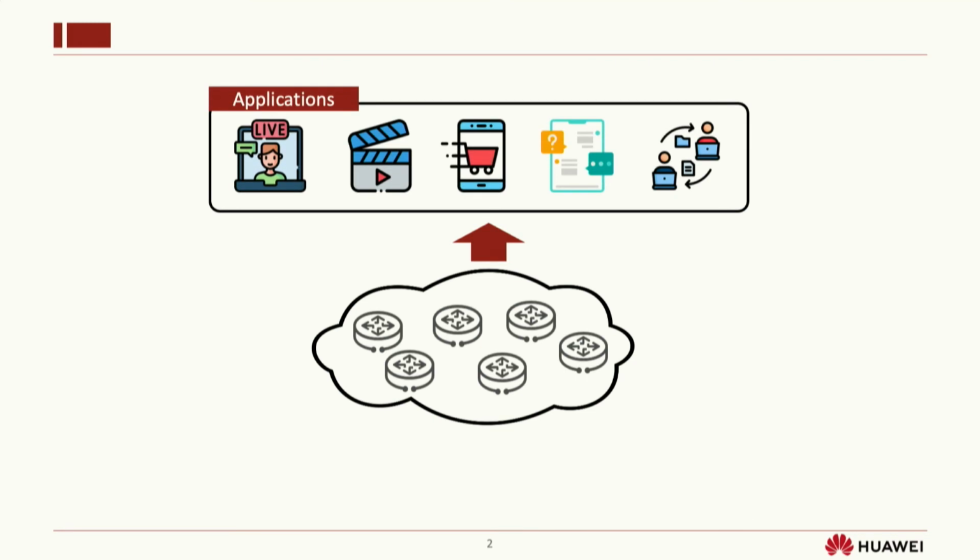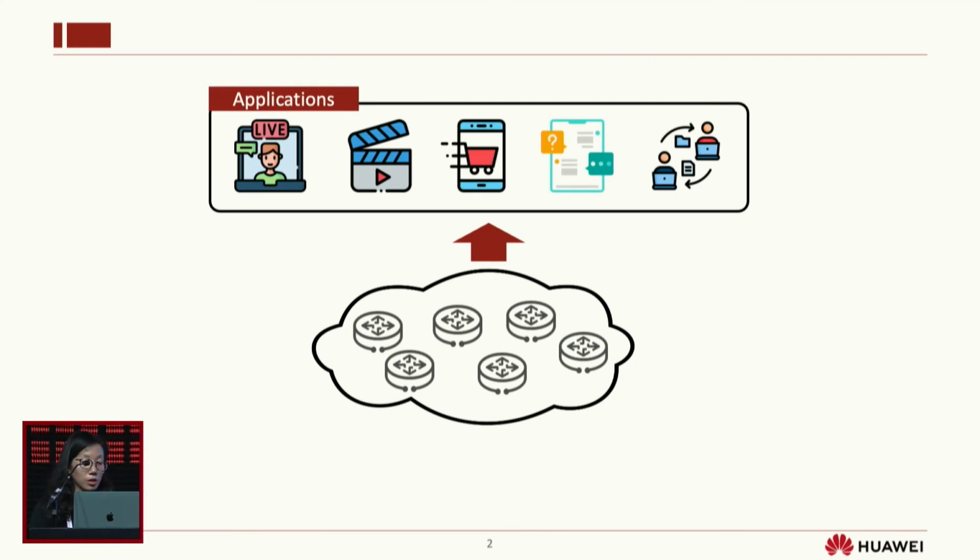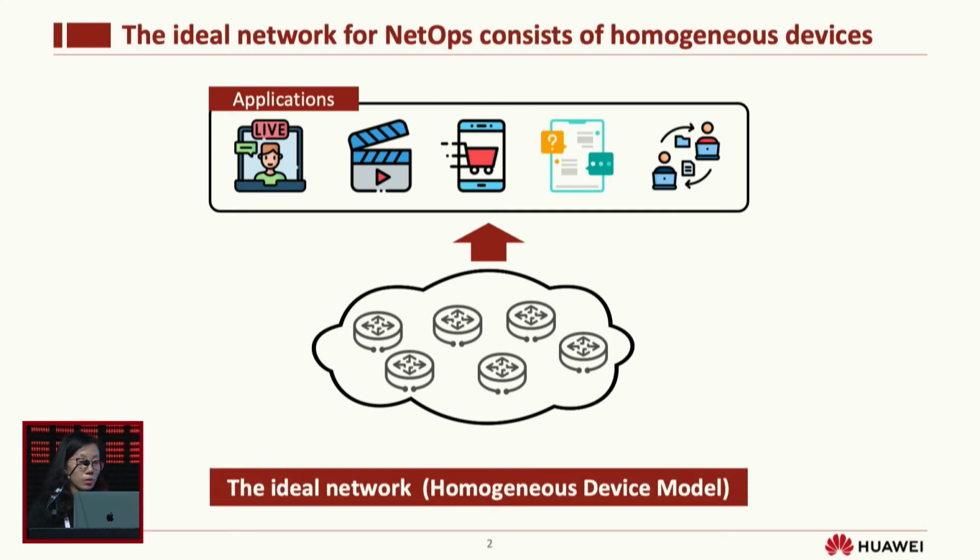As one of the most important infrastructures, networks support numerous applications. In a perfect world, all network devices should have homogeneous device models, which means given the same configuration command, they should execute the same actions. In this way, the network operator will be very happy.